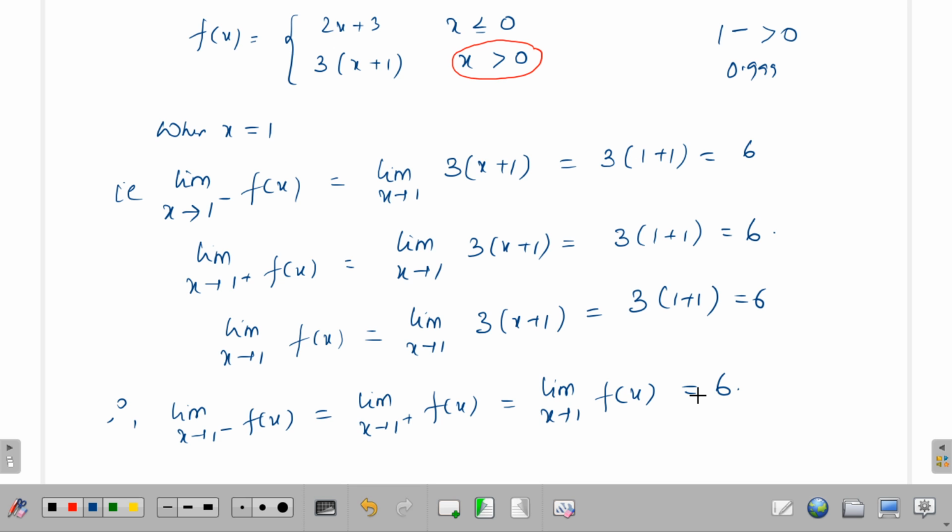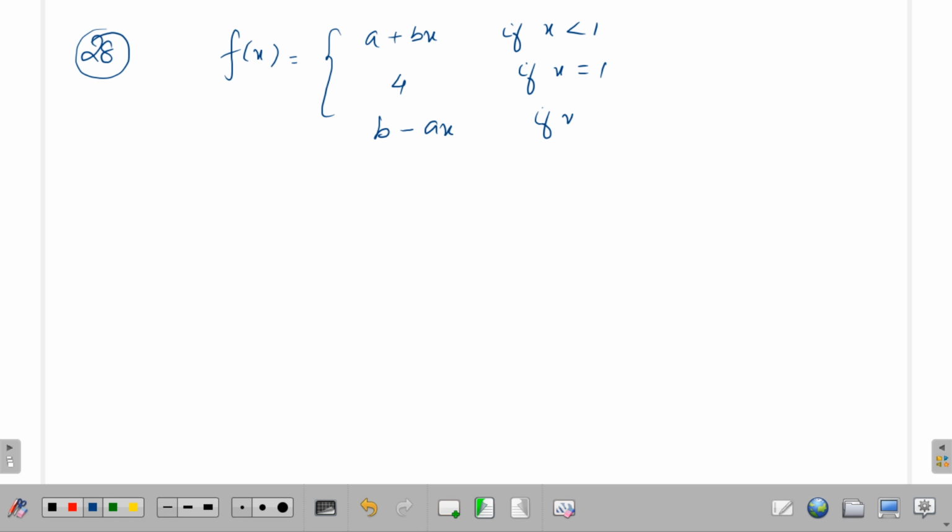Now let me just move ahead and do the question, which is a little bit interesting, I would say. Yeah, let me go with your question number 28. Now, question number 28 is: given that suppose your f of x is nothing more than a plus bx if x is less than 1, and I got 4 if x is equal to 1, and b minus ax if x is greater than 1.